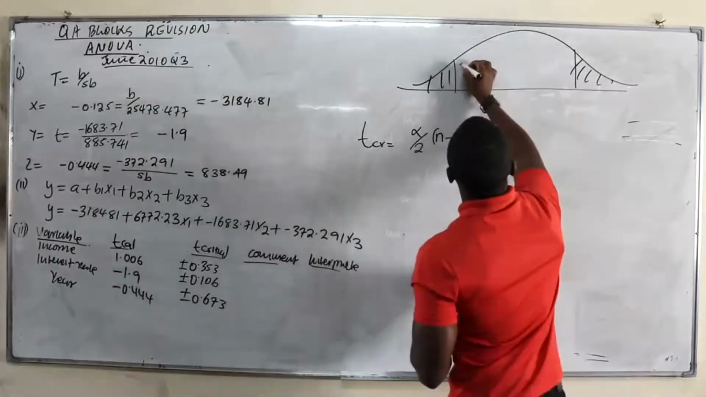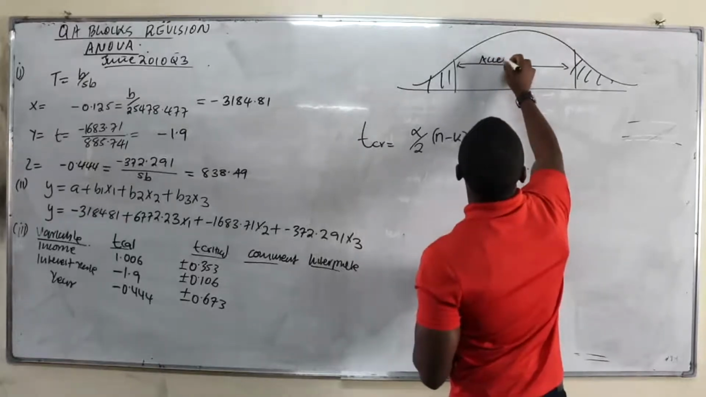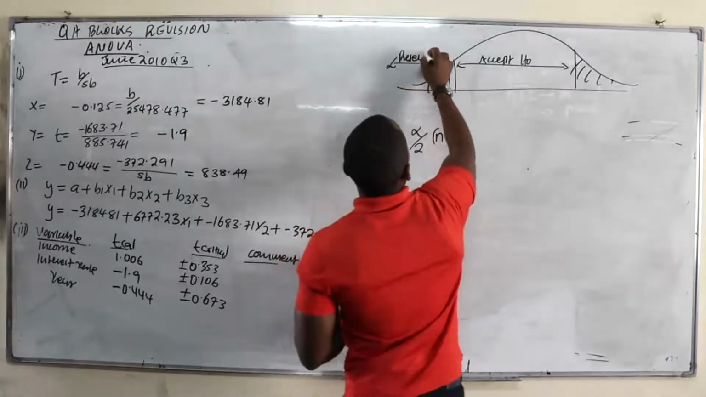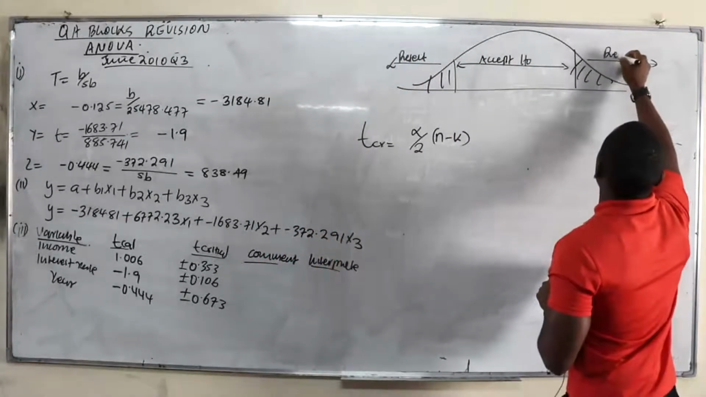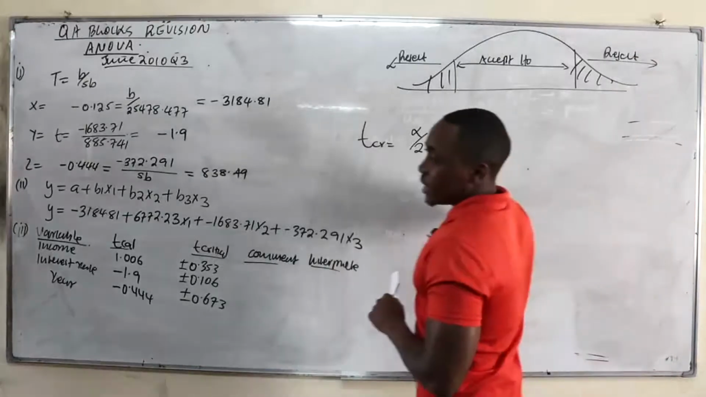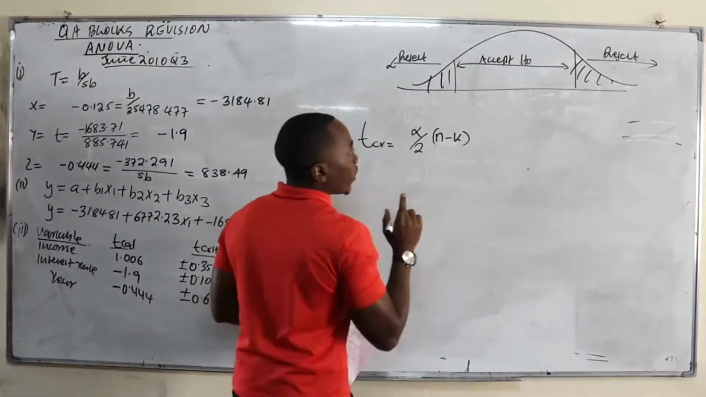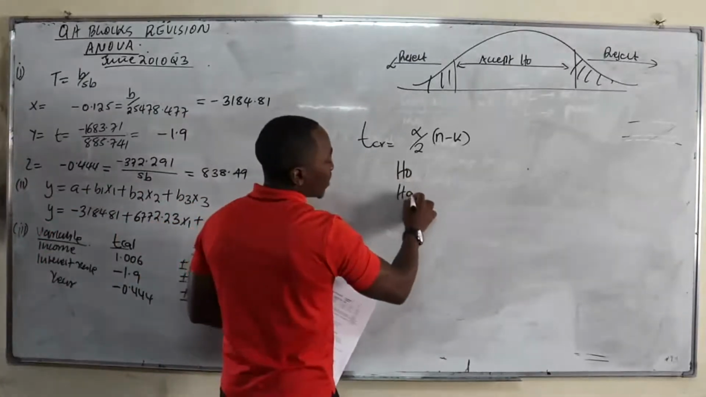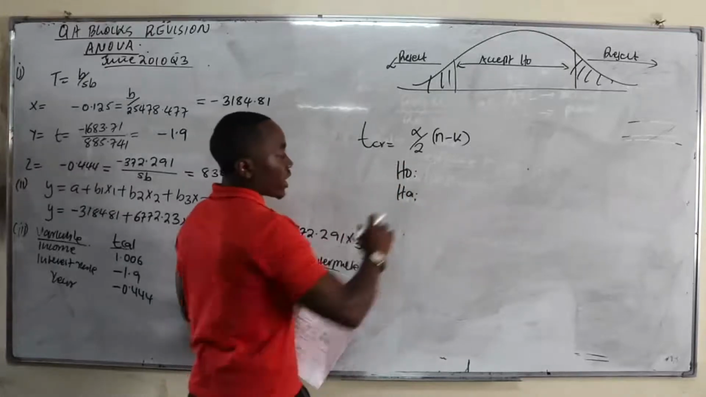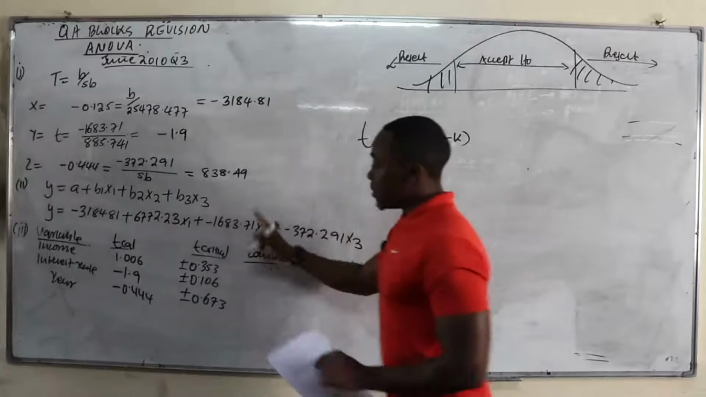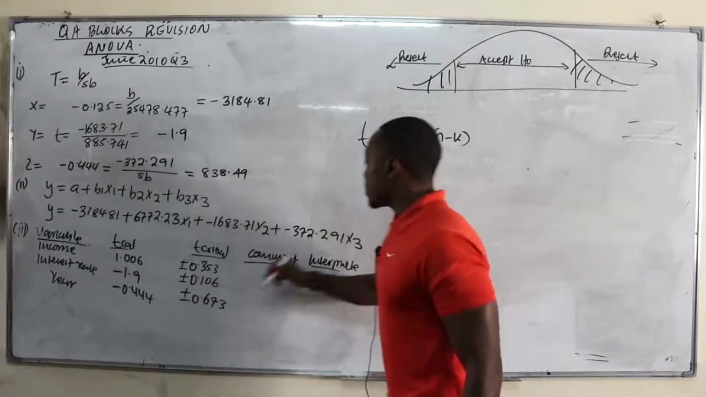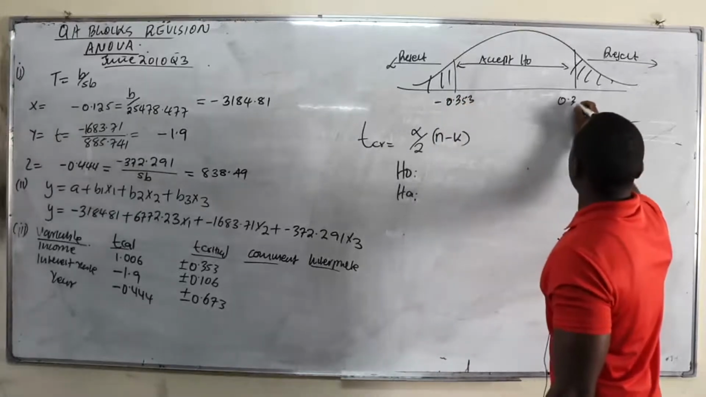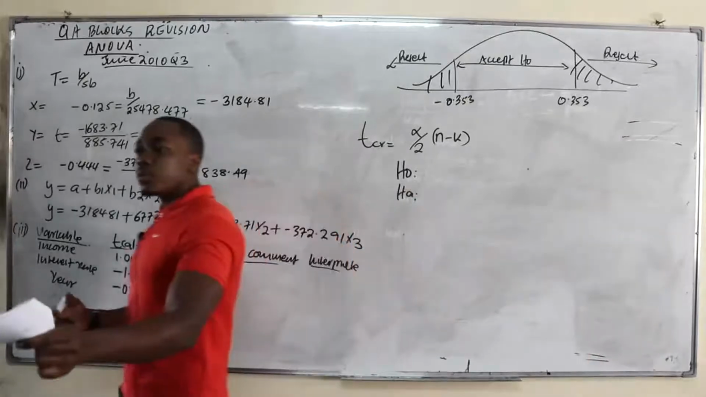If we have our T within the critical range, we accept the null hypothesis. Here we reject, and here we reject. Now, I want you to note something. When we're conducting hypothesis testing for T, this is how the null hypothesis and the alternate hypothesis look. I'll come to explain that later. For example, for income, the critical value is 0.353. It can either be negative or positive 0.353. We want to determine whether to accept or reject.